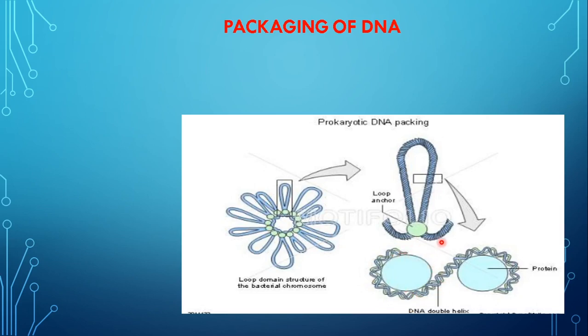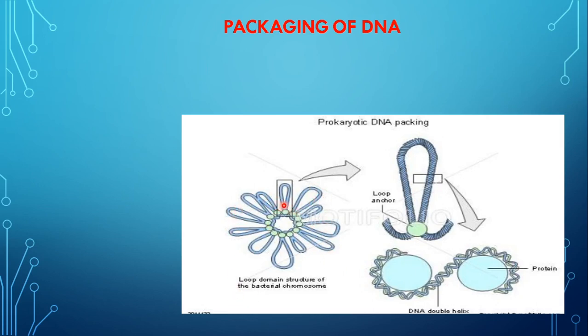Furthermore, they form loops, as you can see here. This is the first structure. Then furthermore, what will happen? They will form loops, and these loops will again further coil and be folded. They will form a loop structure, and this is the loop structure. So when we see the chromosome, we will get this appearance.